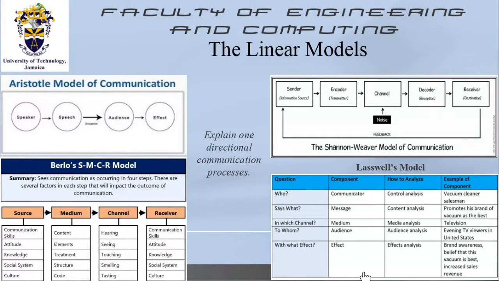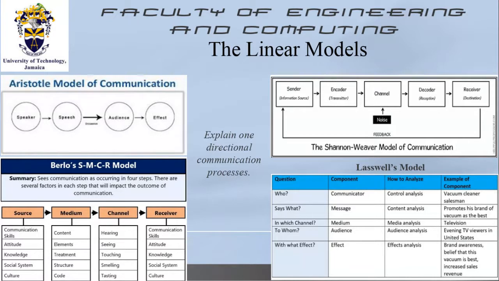Now the fourth linear model that you're asked to understand is Lasswell's model. Lasswell tries to answer some questions for us, in that communication methodology, by asking the questions: who says what, in which channel, to whom, and with what effect. So that's what the Lasswell model seeks to answer for us. When we are operating in that dimension, we know that we're using the Lasswell model.